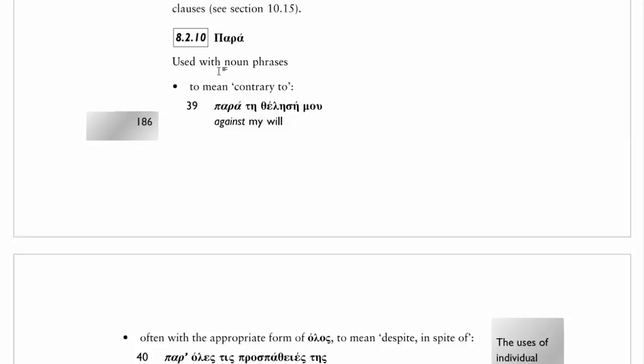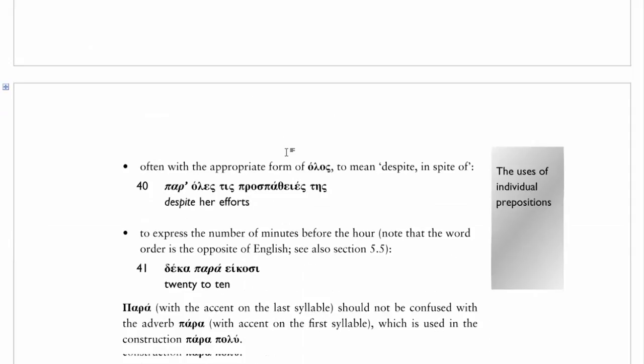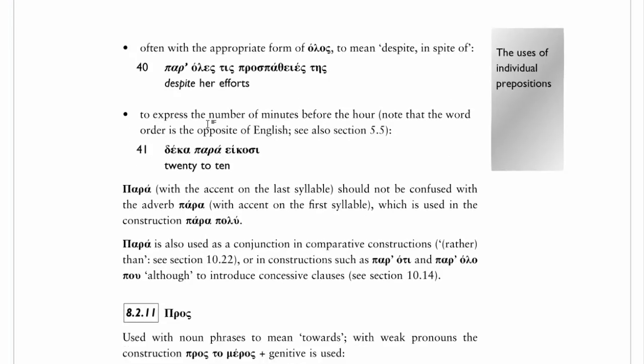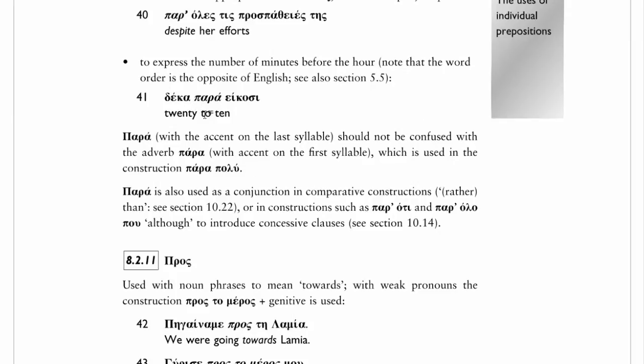Παρά, used with noun phrases or phrases that start with a noun to mean contrary. Παρά τη θέληση μου. Against my will. Often with the appropriate form of όλος to mean despite, in spite of. Παρ' όλες τις προσπάθειές της, despite her efforts. To express the number of minutes before the hour, note that the word order is the opposite of English. Δέκα παρά 20.